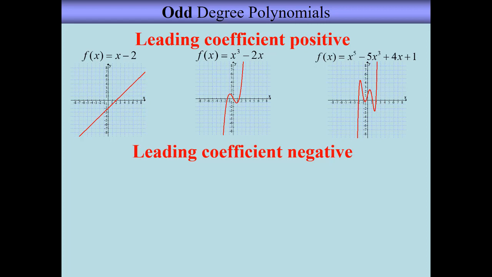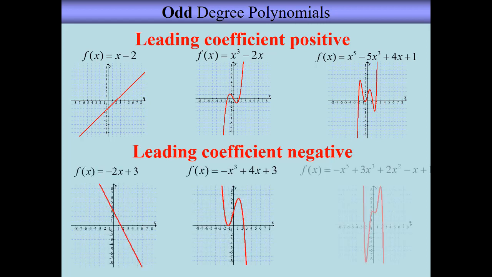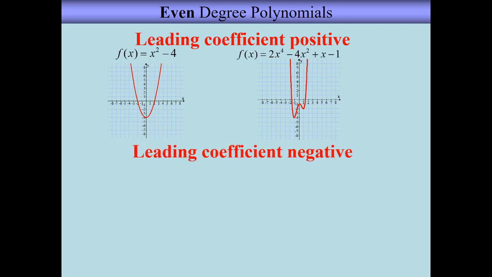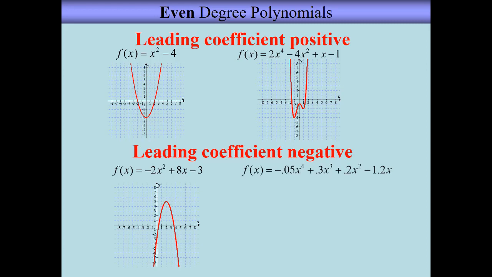Now, if the negative number is on the highest degree term, it's just opposite of that. On all of these graphs, the left side is going up and the right side is going down. Even degree polynomials are slightly different. If it's positive, then they're going up on both sides. If it's negative, then the graph is going down on both sides.